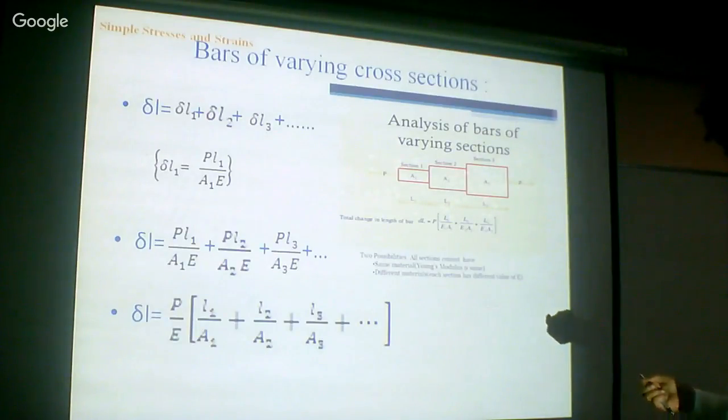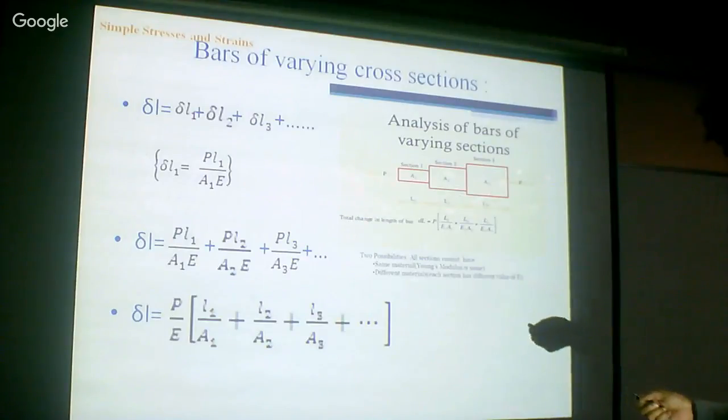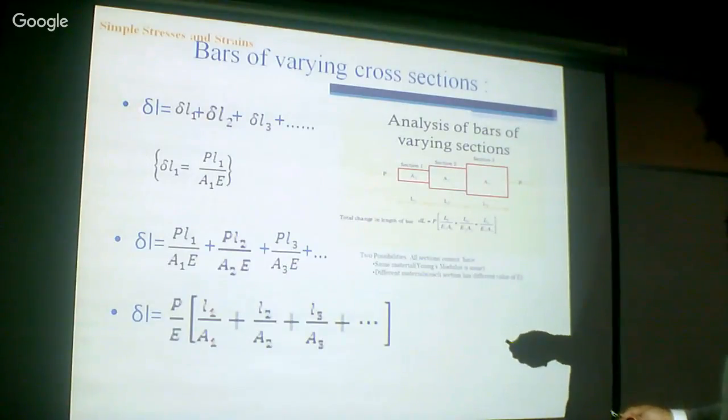The total change in the length of the bar due to the application of the force, maybe tensile or compressive, is equal to delta. Delta 1 is the change in length of the bar in section 1, delta 2 is the change in length in section 2, and similarly delta 3 for section 3. Like this, there can be any number of varying cross sections. Now definitely we can calculate.